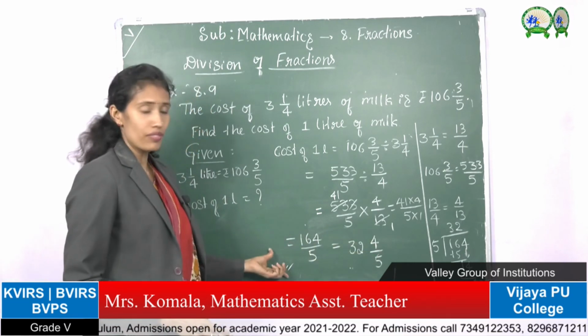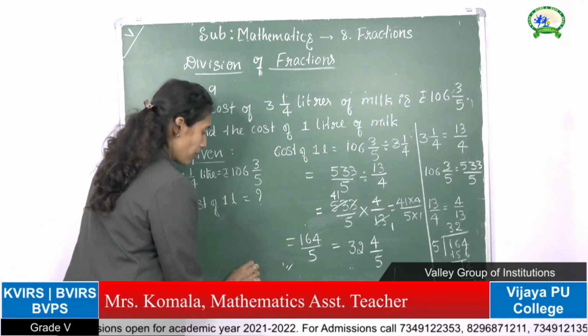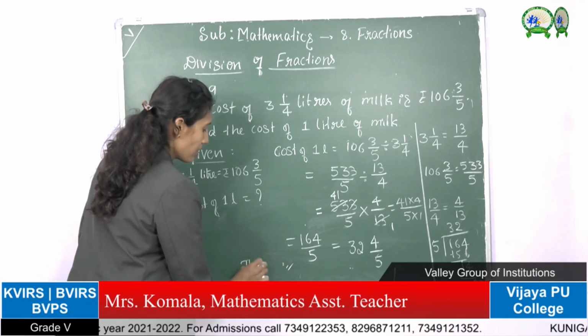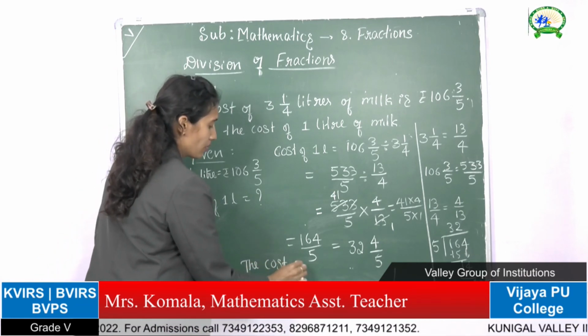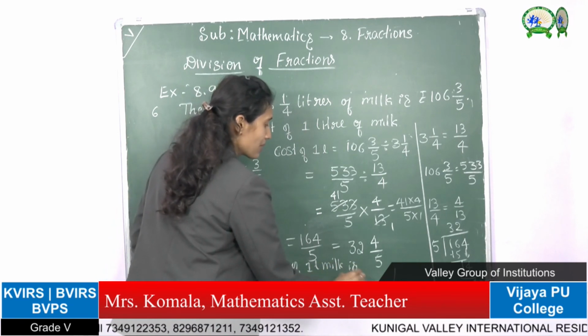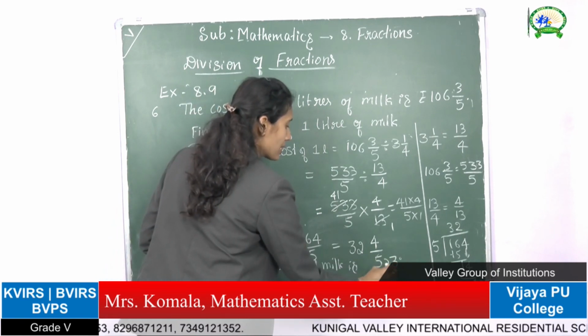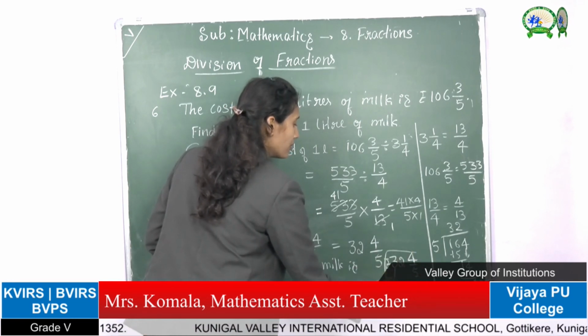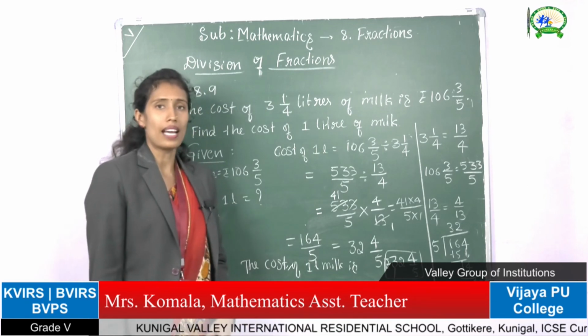So at the end you have to represent the answer in a sentence. The cost of 1 liter milk is rupees 32 into 4 by 5. This is the required answer.